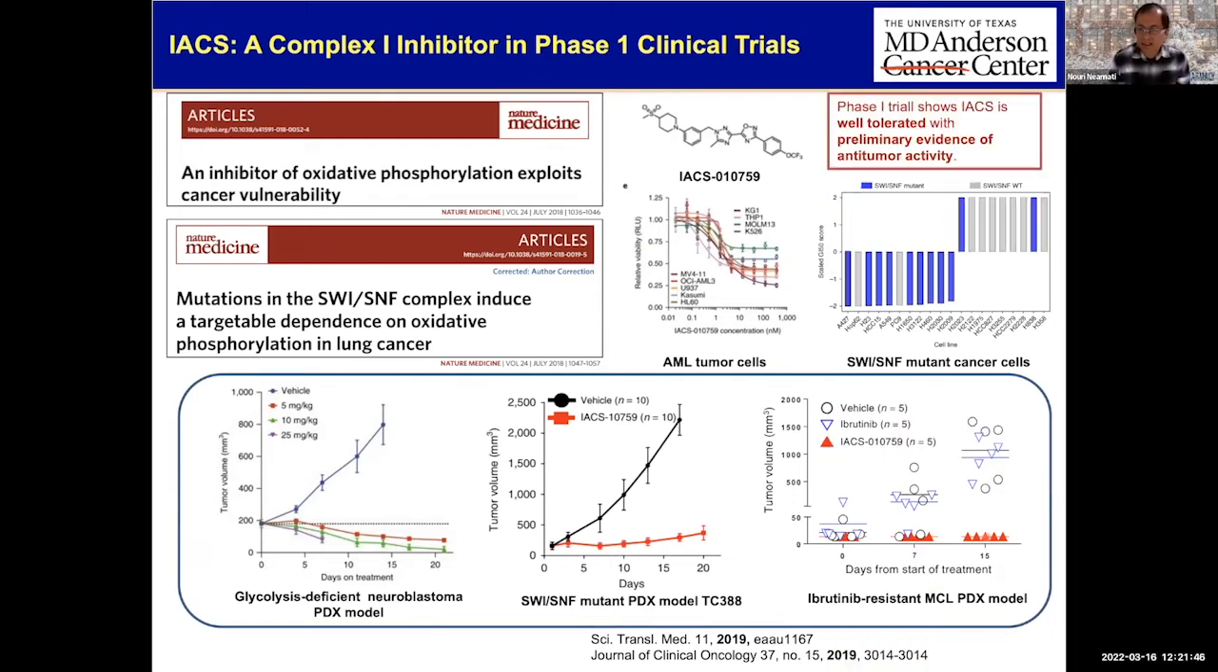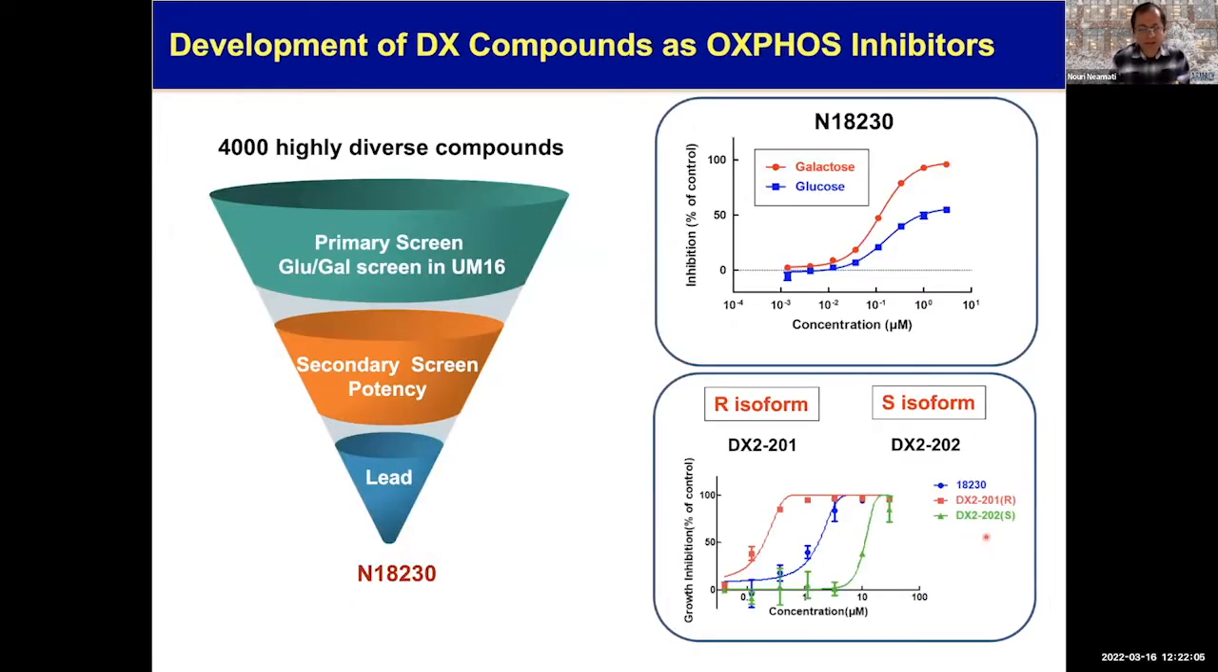So the IACS compound drug right now is in phase 1 clinical trial, and early studies are showing that it's well tolerated, and preliminary evidence of anti-tumor activity is seen in leukemia. Now MD Anderson is trying it in different solid tumors as well. So with this background, we started the high throughput screening of a collection of our compounds. We have 40,000 compounds in my lab that are highly diverse, that they represent 10 million compounds. We tested 4,000 of these molecules in galactose versus glucose enriched media.